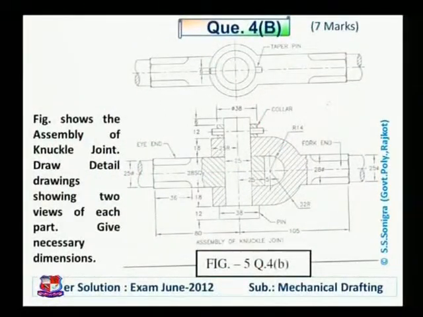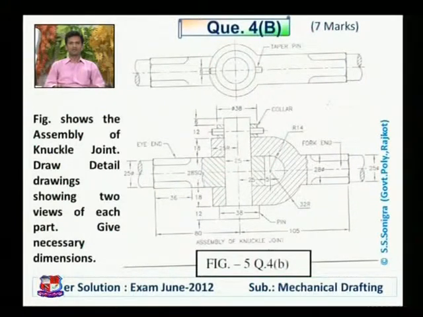This is question number 4B. We discussed questions up to 4A in the previous sessions. Now we start with question number 4B. It is given like this: the figure shows the assembly of the knuckle joint. Draw detailed drawings showing 2 views of each part given and give necessary dimensions.